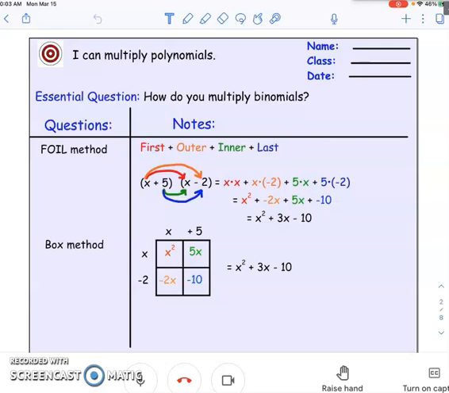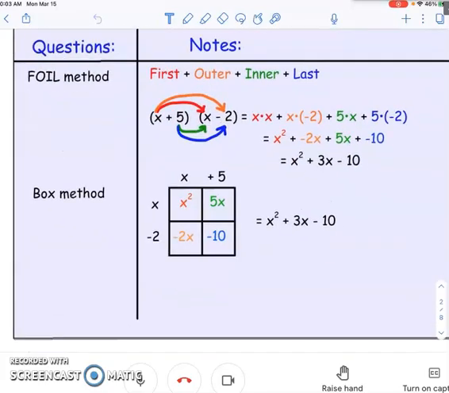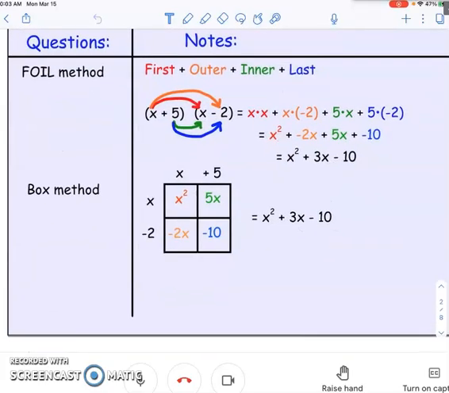So I'm going to teach you two different methods here for multiplying binomials, and you can choose whichever one you like better to use. Because binomials have two terms, if you multiply two terms times another two terms, you're going to get four terms, okay? So the FOIL method is like using the distributive property twice.